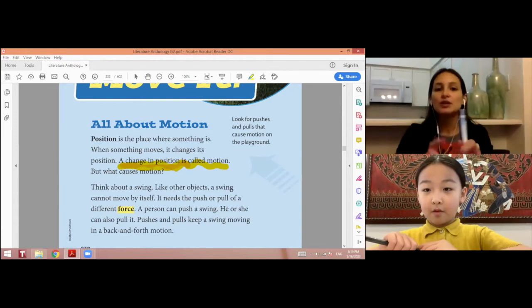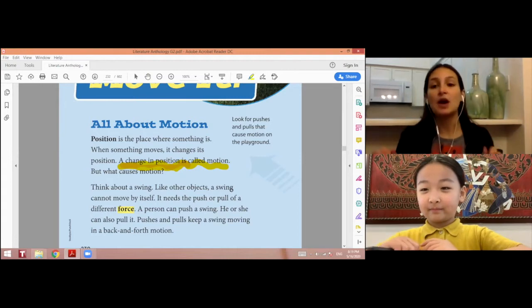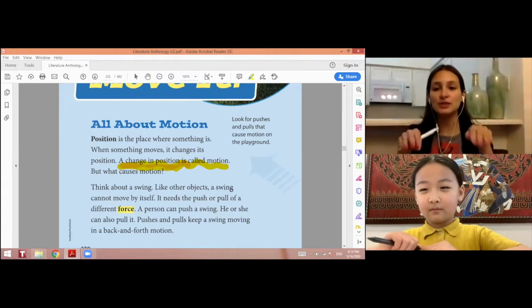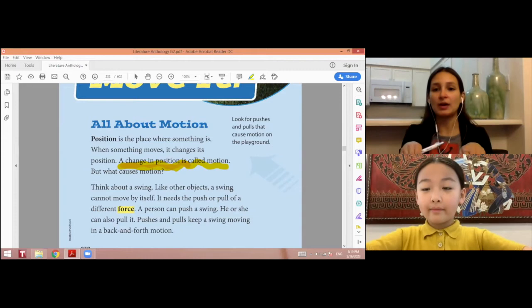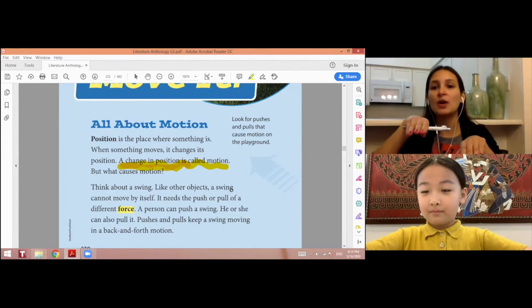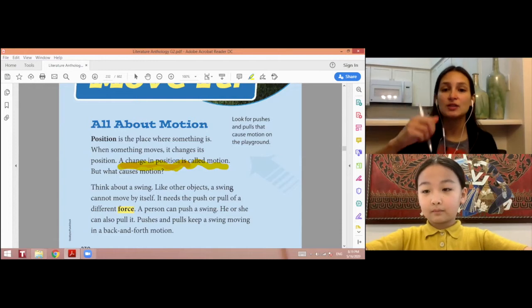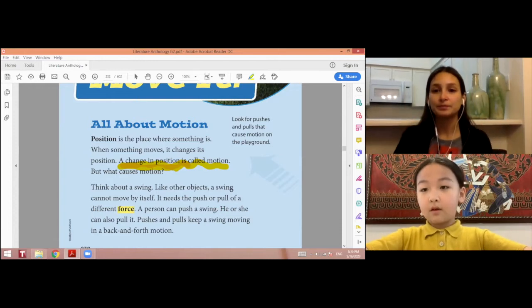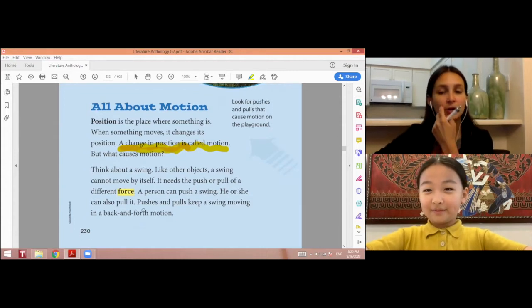That's motion. Another example is when you're in your car and your mom or your dad is driving. You're at a stoplight, so the car's position is in front of the stoplight and it's not going, right? That's the position. Then the light turns green and you start going. Now the position of the car is changing. So there's motion. Now I understand. And the final word is force.